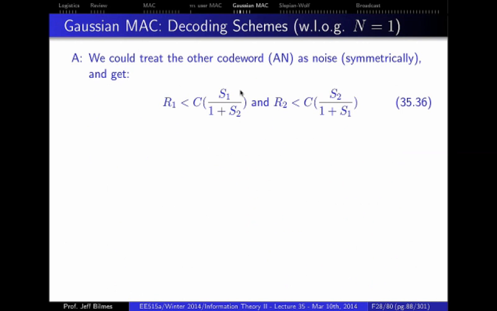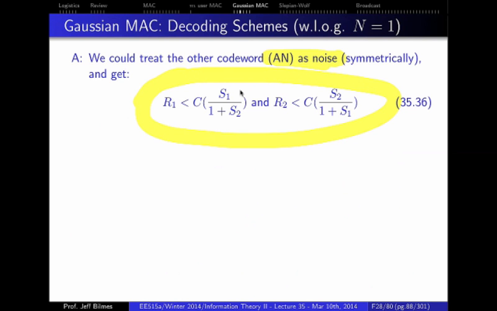Okay, so let's treat these cases. I've already sort of mentioned them, but let's go through them in a little bit more detail. There's a bunch of cases we're going to talk about. One case is where we treat the other code as noise. AN stands for as noise. And when we treat the other one as noise, what we get is this set of rate constraints.